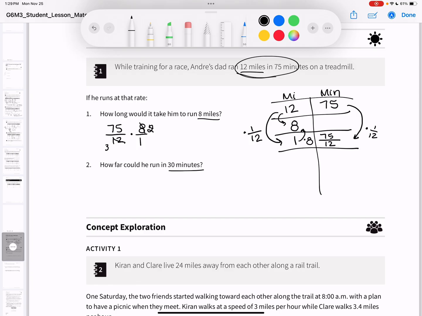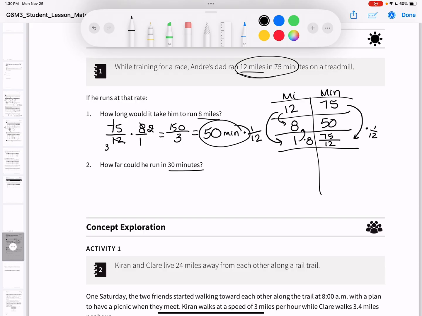So I have to do 75 times 2. So that's 10, carry the 1, 15, 150 over 3. And I know 15 divided by 3 is 5, and then I have this 0. So he can run 8 miles in 50 minutes. That's how long it takes him.